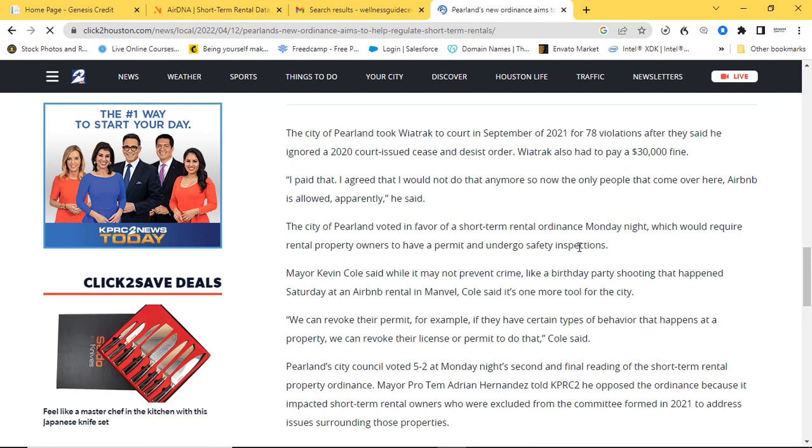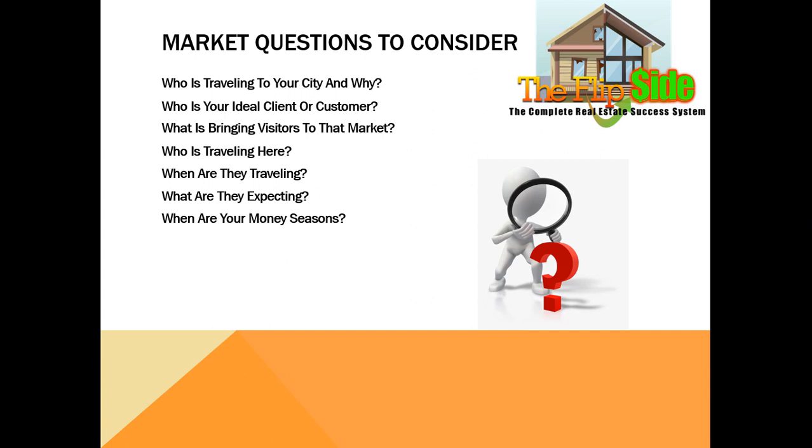And a lot of famous local artists were booking it on a regular basis, and the city of Pearland stepped in. What ended up happening is the city of Pearland voted in favor of a short-term rental ordinance, which will require rental property owners to have a permit and undergo safety inspections. So now you need to know that if you're operating within the city of Houston, but you have a lot of surrounding cities like Katy and Pearland and the Woodlands, etc., each one of those places have their own ordinances and stipulations or restrictions on short-term rentals. You need to make sure that you know where your short-term rental is located and what ordinances apply to that specific area.